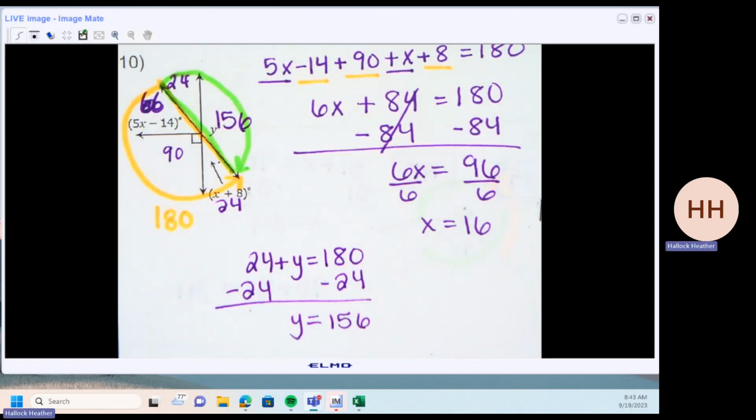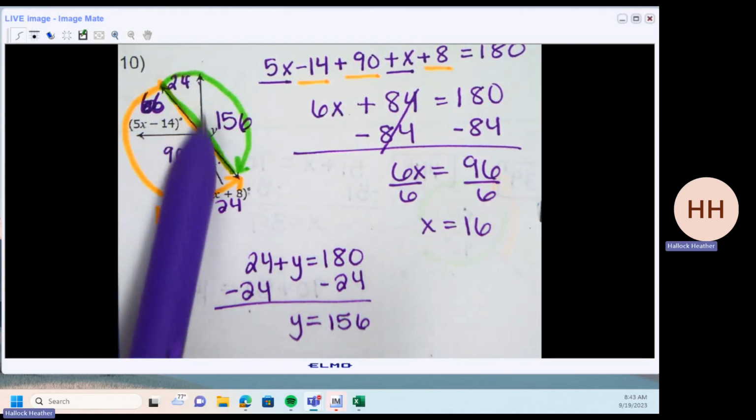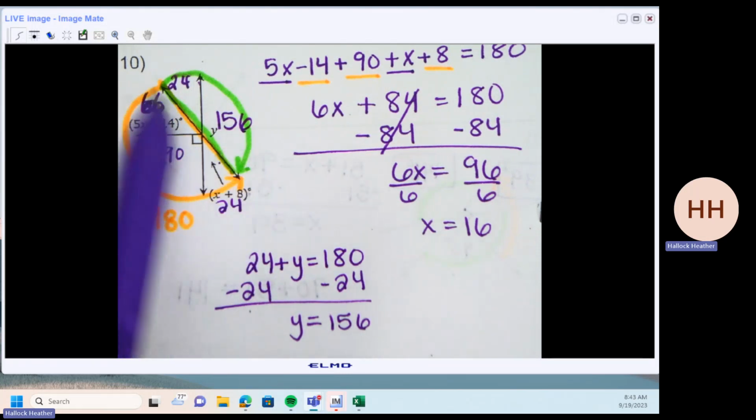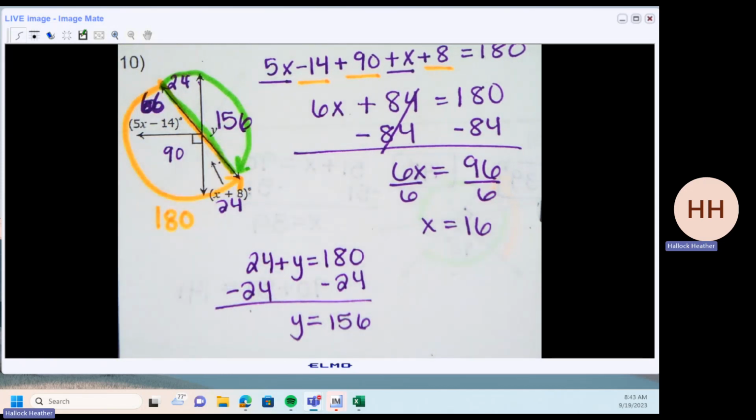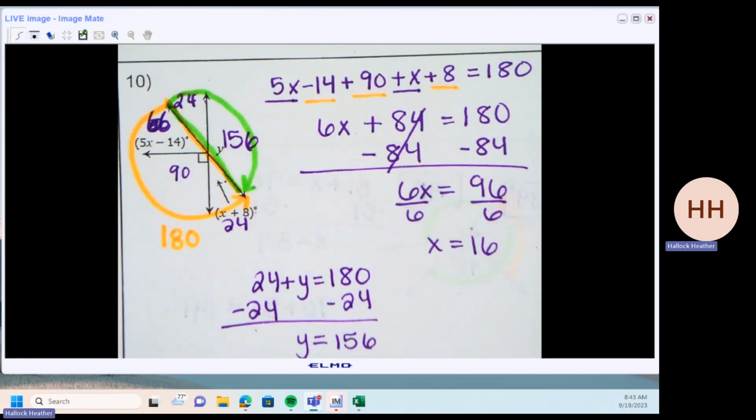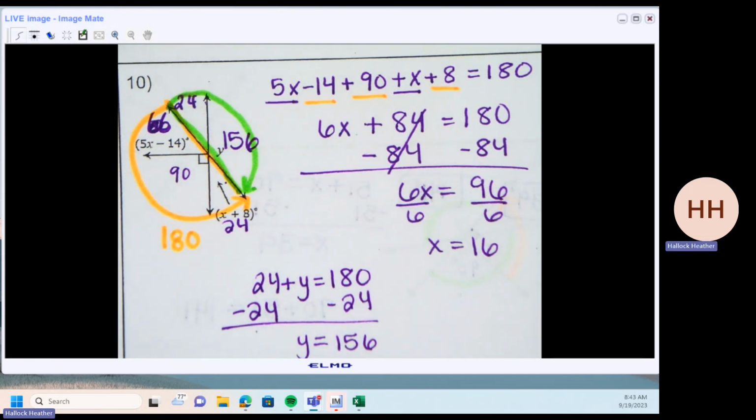You could also think about it as vertical angles. This obtuse angle is the same thing as 66 and 90 combined. 66 plus 90 would also give you 156. So there's all these different weird ways to be looking at things. But we did 3 of them together.